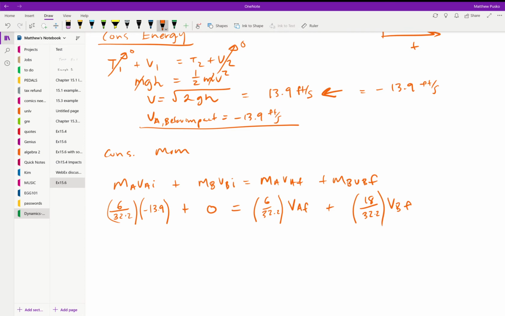Okay, if we cancel all these little things and then divide everything by 6, we can simplify this down to vA final is equal to 13.9 minus 3 vB final. Alright, let's hold on to that equation.